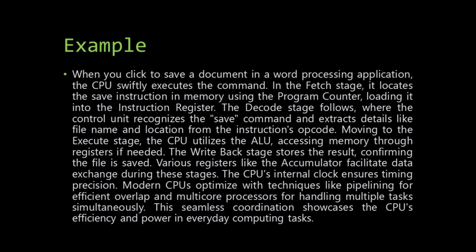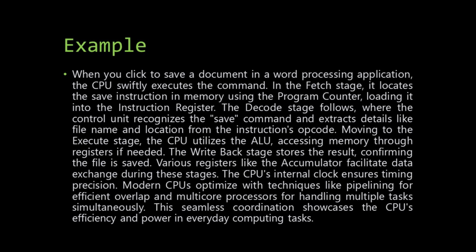Moving to the execute stage, the CPU utilizes its arithmetic logic unit to carry out the save operations, potentially accessing memory through the memory address register and memory data register. If the operation produces a result, such as confirming the file is saved, the write back stage ensures this information is stored appropriately. Throughout these stages, various registers like the accumulator and others act as temporary storage, facilitating the swift exchange of data during the execution of the save command. The CPU's internal clock dictates the timing of these operations.